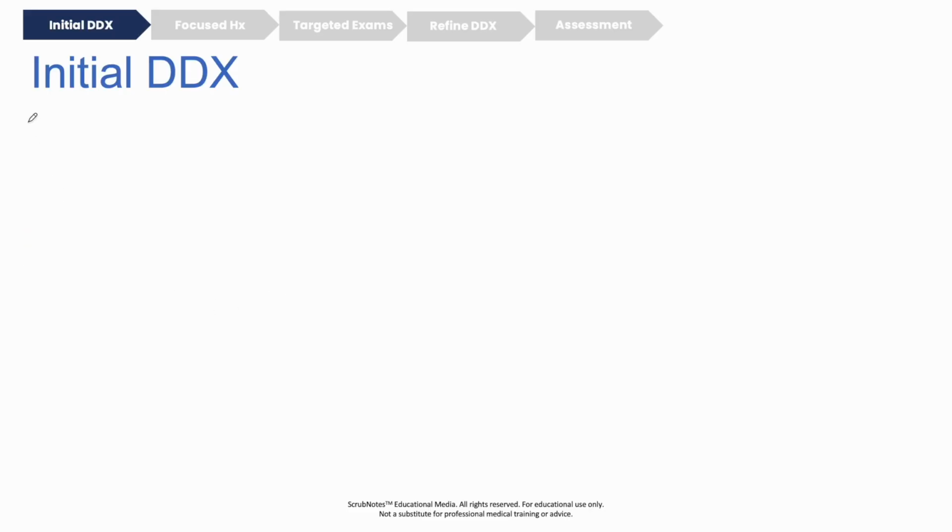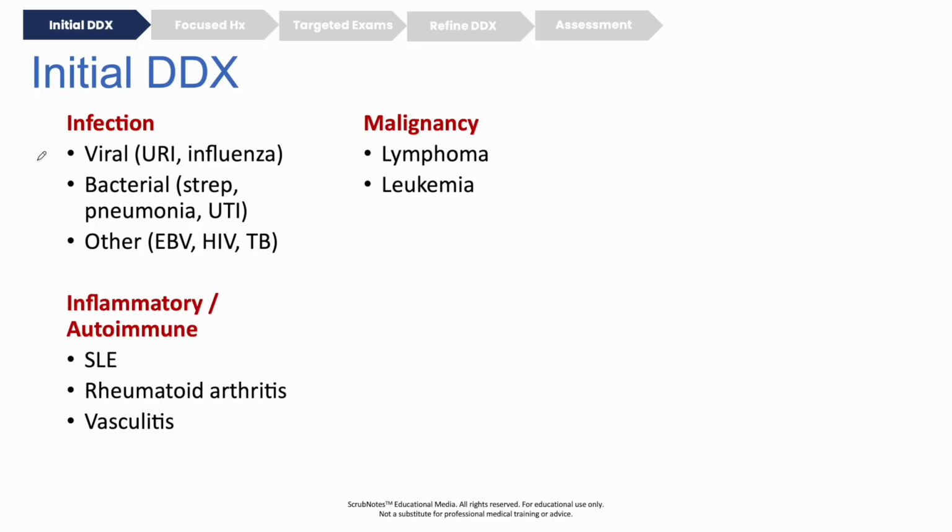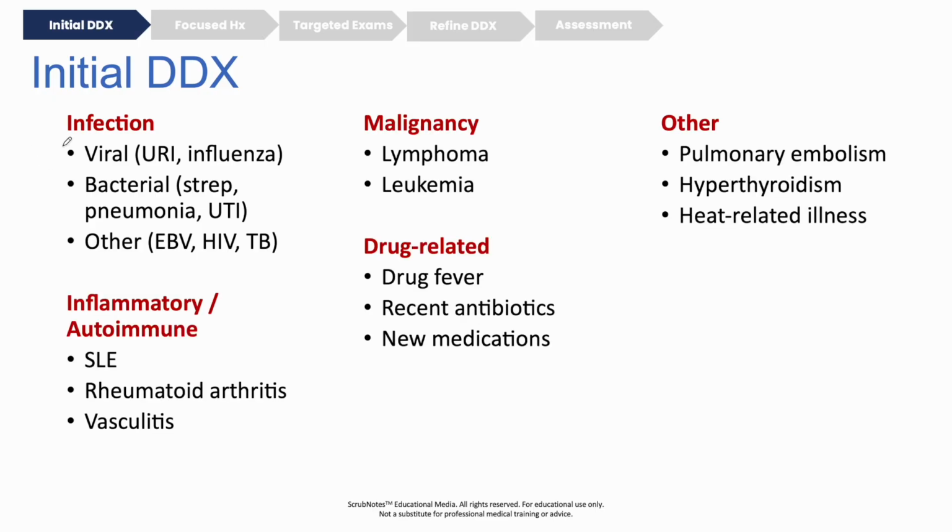So step one is we want to generate a broad differential list. Fever has quite a huge list, but most cases fall into a few big categories. Infection is one of the most common, viral, bacterial, or other. But we also want to think about autoimmune disease, malignancy, medications, and a few other systemic causes. At this stage, we're not trying to be right, we're just trying to be complete. And next, we'll see how some key focused history questions help us narrow down this list significantly.